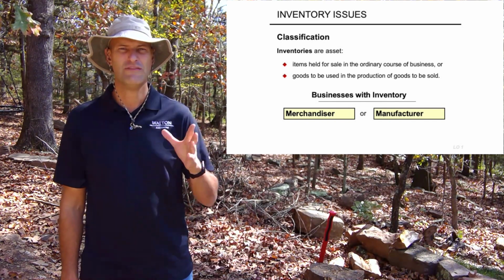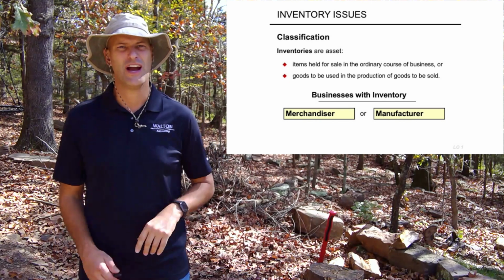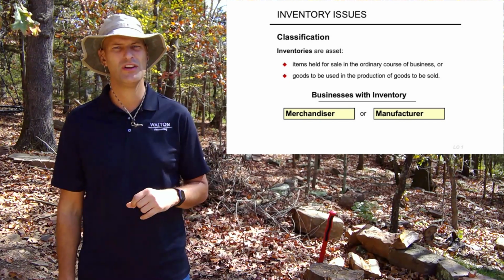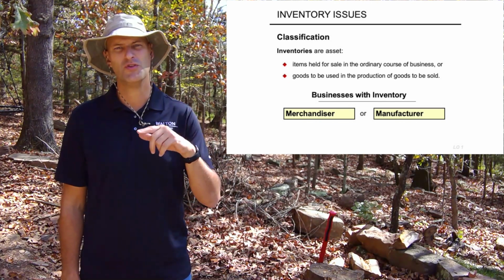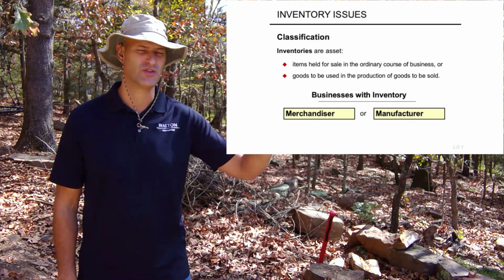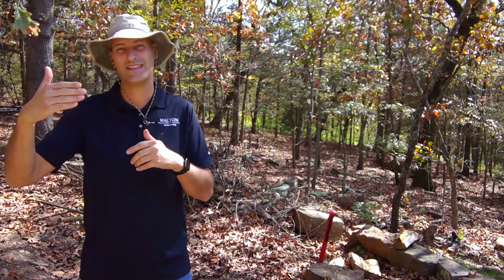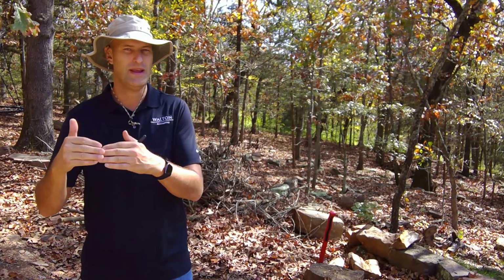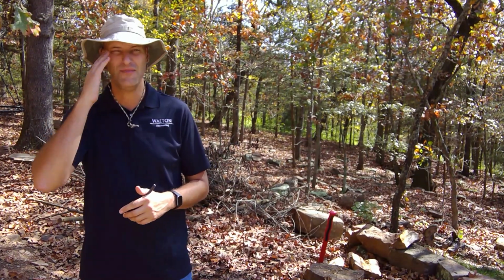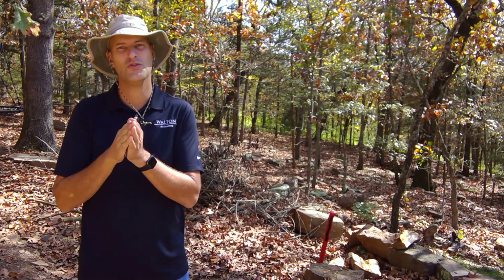Inventories are an asset. They are items held for sale in the ordinary course of business or goods to be used in the production of goods to be sold. So inventory includes both the stuff that we're actually going to sell and the stuff we're going to use to make the stuff that we sell, in terms of goods used in the production.